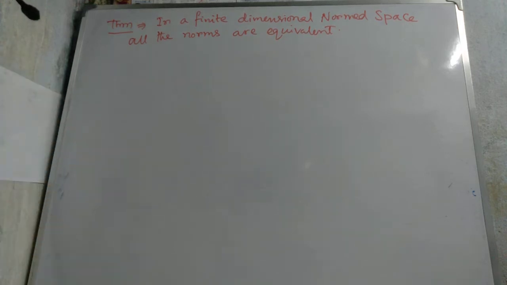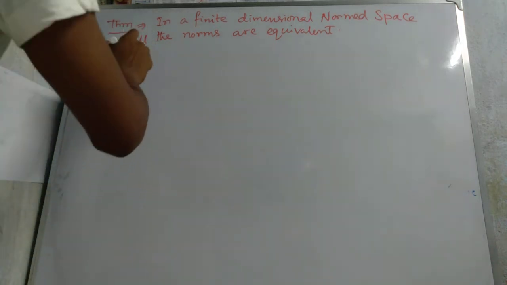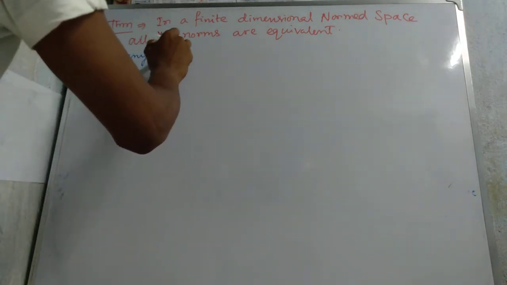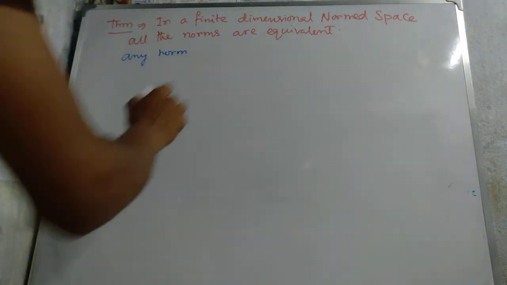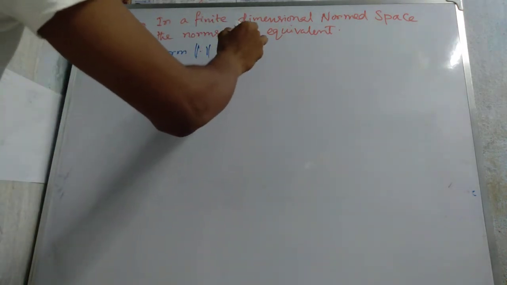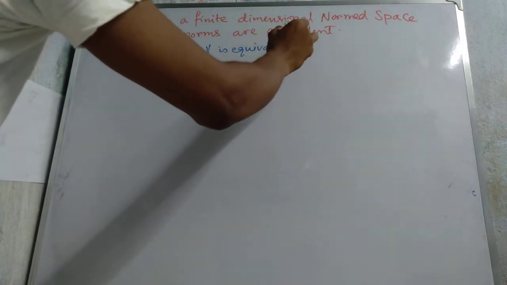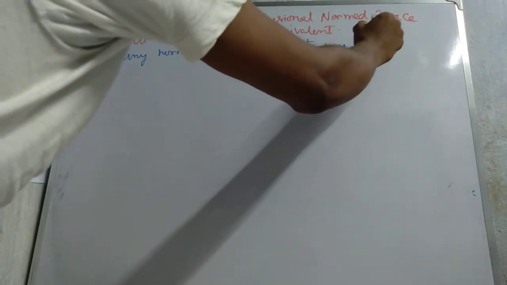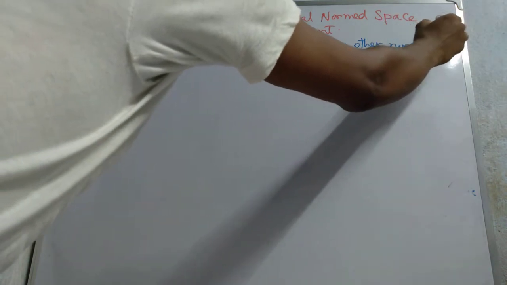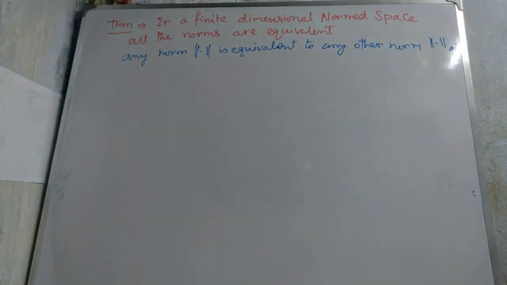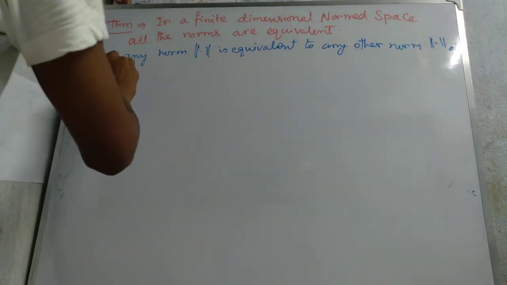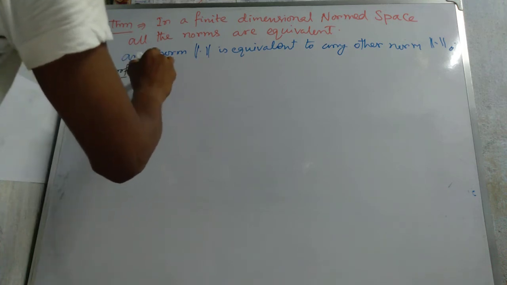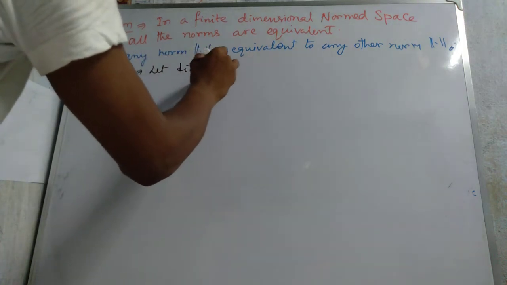Or more generally, we prove any norm is equivalent to any other norm. Now let the dimension of X equal n. Proof.